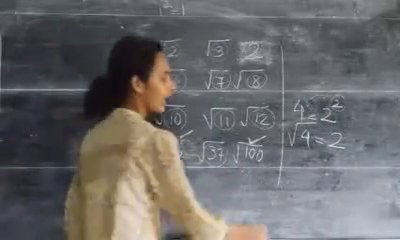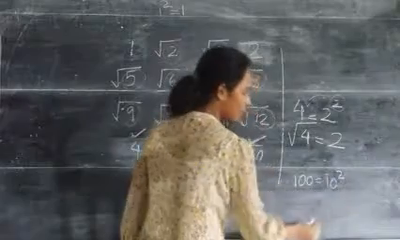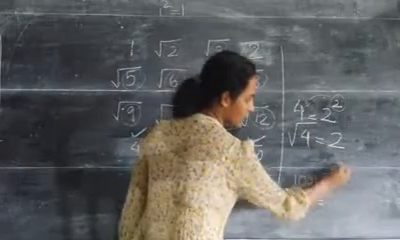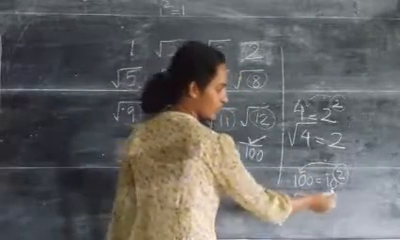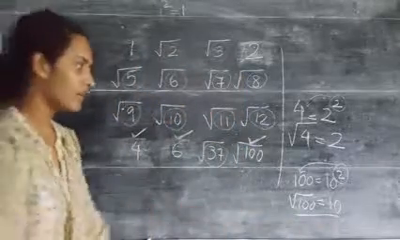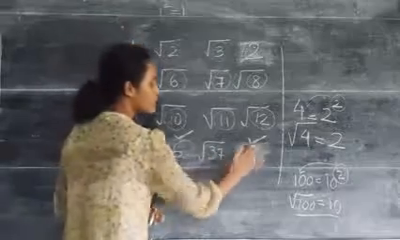Now, 100, which number square is 100? 10 square is 100, right? So what is the square root of 100? When the square goes to the other side, it becomes square root, right? So it becomes square root of 100. So what is left? 10 is left. So that means square root of 100 is 10, right? Square root of 100 is equal to 10, which means instead of square root of 100, I can write 10 here.